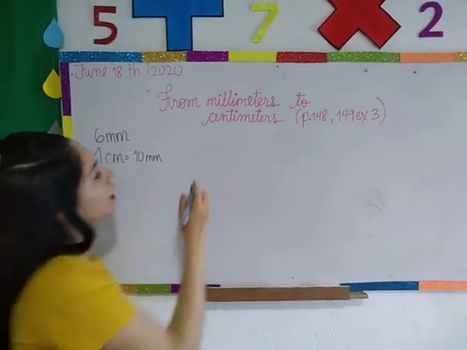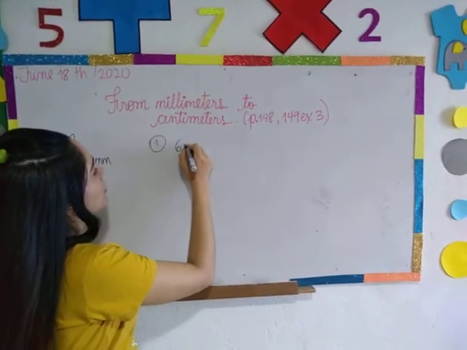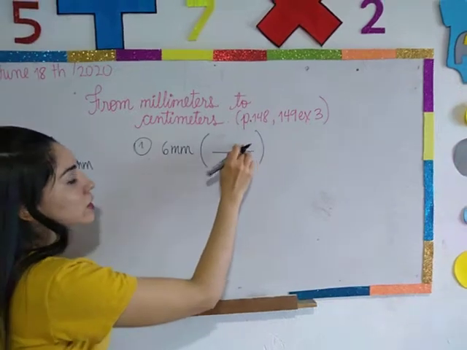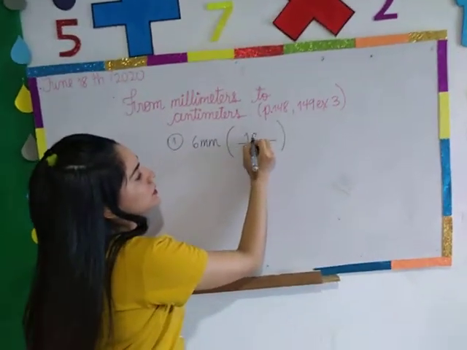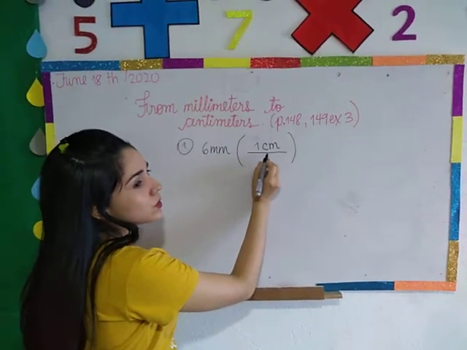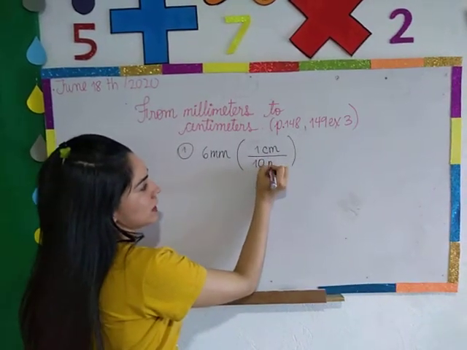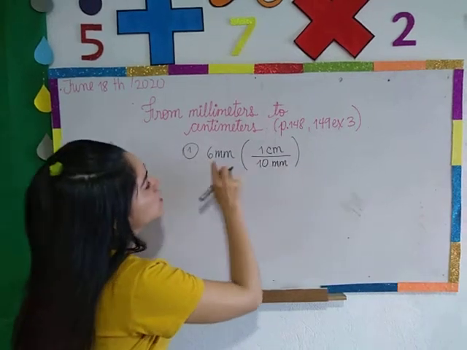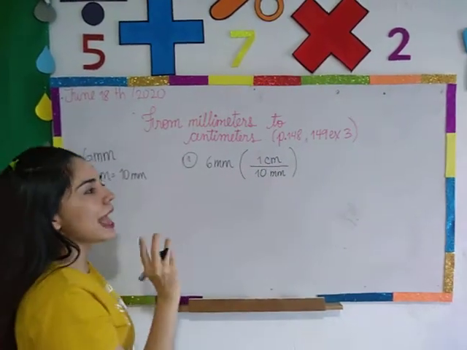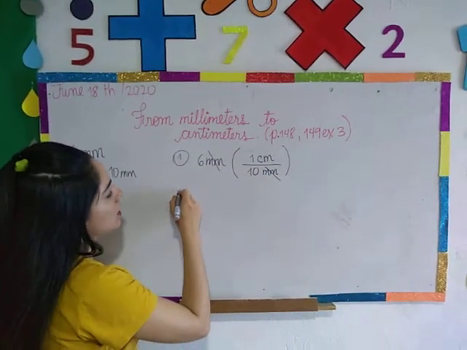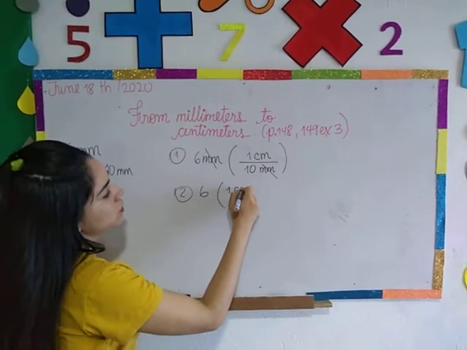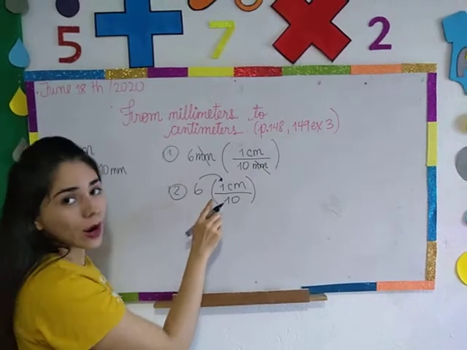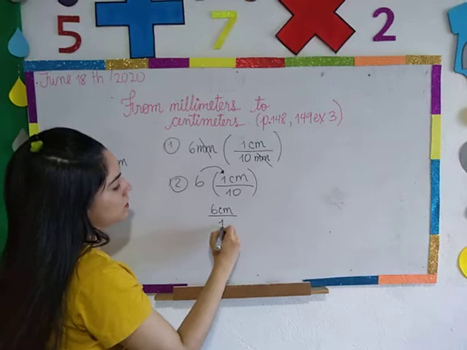Okay, this is important. Now the first step to convert is write the number that you want to convert. Remember the conversion factor. In the conversion factor, you are going to write here the unit that you want to convert. I want to convert to centimeters. So 1 centimeter divided into 10 millimeters, okay? Remember, I put it here because I want to convert this number to centimeters. So the first step is cancel the units that are alike. The second is write 6 divided into 1 centimeter divided into 10. Okay, very good. Now, what are you gonna do? Multiplication, 6 by 1, 6 centimeters, very good, divided into 10.